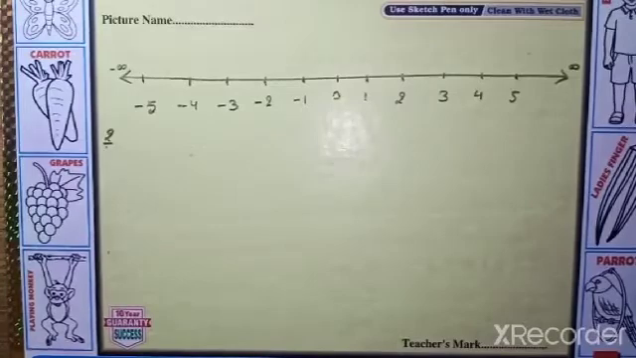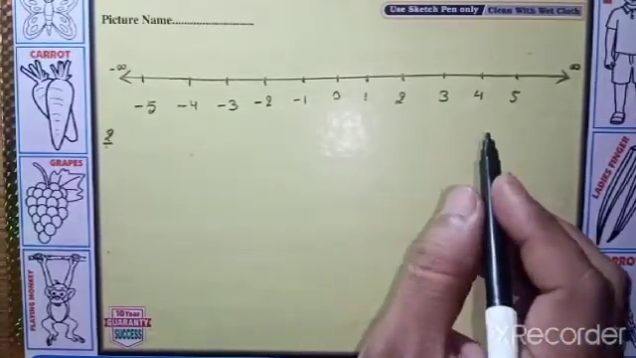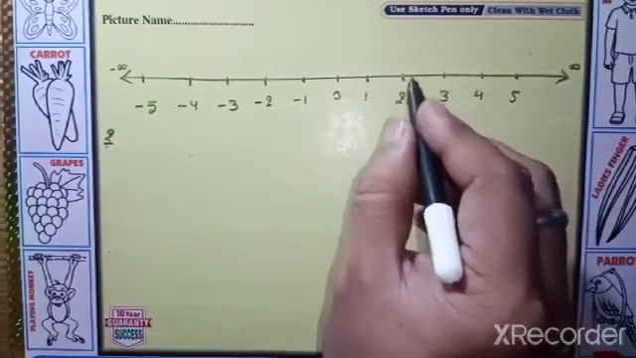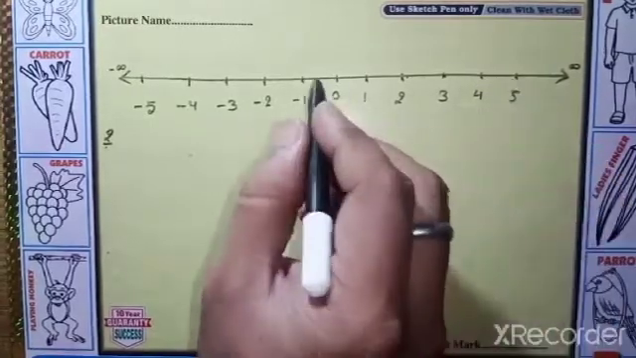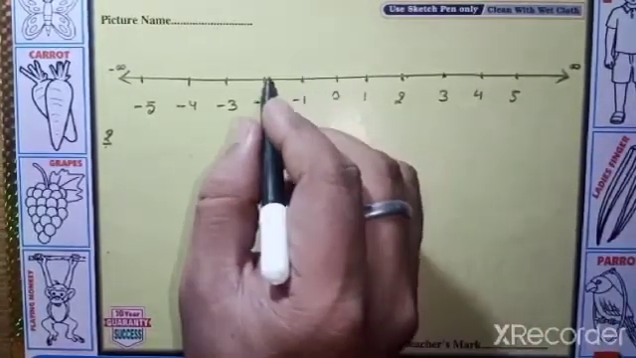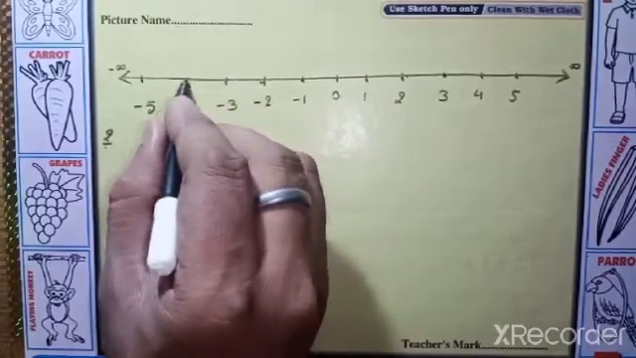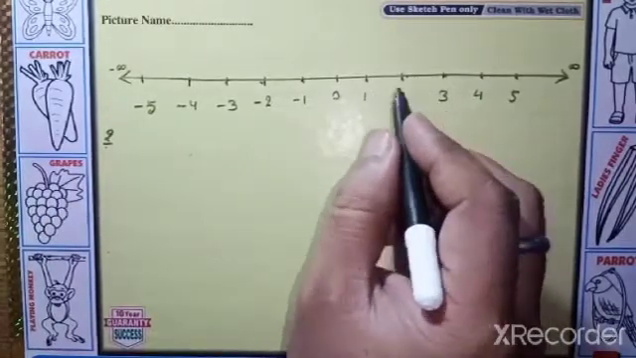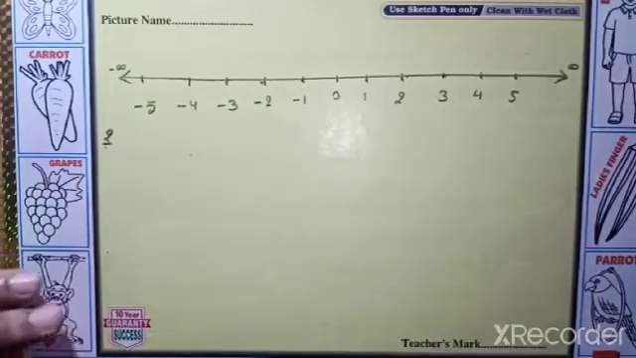Now second, the distance between two consecutive integers is the same at every point. Means the distance between 1 and 2, 2 and 3, 3 and 4, 4 and 5, 0 to -1, -1 to -2, -2 to -3, -3 to -4, -4 to -5, is the same at every point. So the second property is that the distance between two consecutive integers is the same at every point.